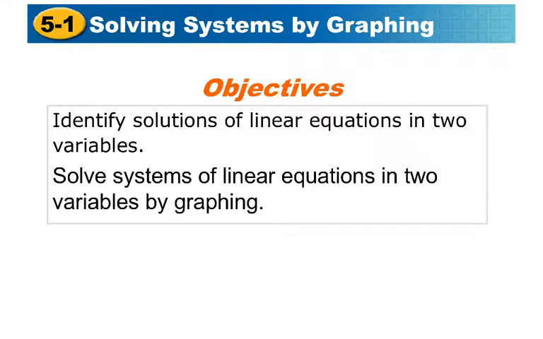Alright, so here we are with our new chapter, chapter 5, section 1. And we're going to be solving some systems by graphing. Basically, a system just means that you're having two equations and they're kind of together. So it's kind of like two scenarios happening at once. So we're going to identify some solutions of linear equations in two variables, and then we're going to solve these systems by graphing.